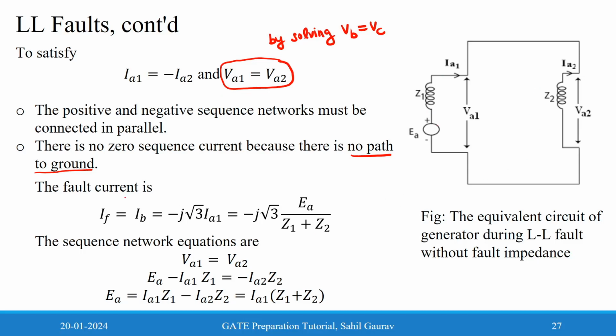And now we have to find the fault current. How are we going to find this fault current? IF. And IF is just equal to IB or equal to minus IC.